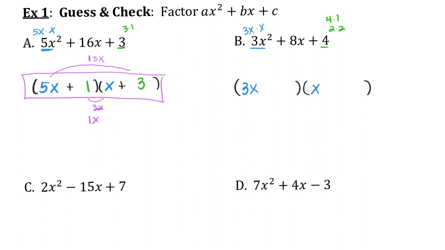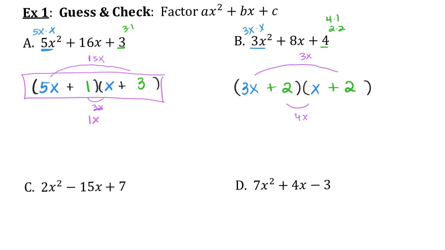Okay, so let me just try 4 and 1. 4, 1. I want to see if it's right. If I do 3x times x, I get 3x squared. If I do 3x times 1, what is that, 3x? If I do 4 times x, I get 4x. Okay, if I do 3x plus 4x, that's not 8x. I already know it's wrong. Let me try something else. I could switch it, or I could try the 2 and the 2. Let's try the 2 and the 2.